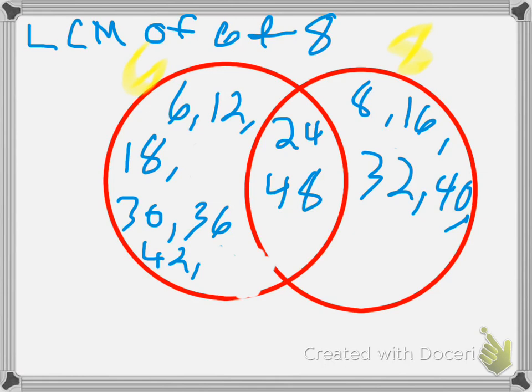Now that they're both in the center, it's pretty easy to see which one is smaller. And again, 24 would be the smaller multiple. So the least common multiple of 6 and 8 is 24. And we just talked about 3 different ways that you could find the least common multiple. Use the way that works the best for you.